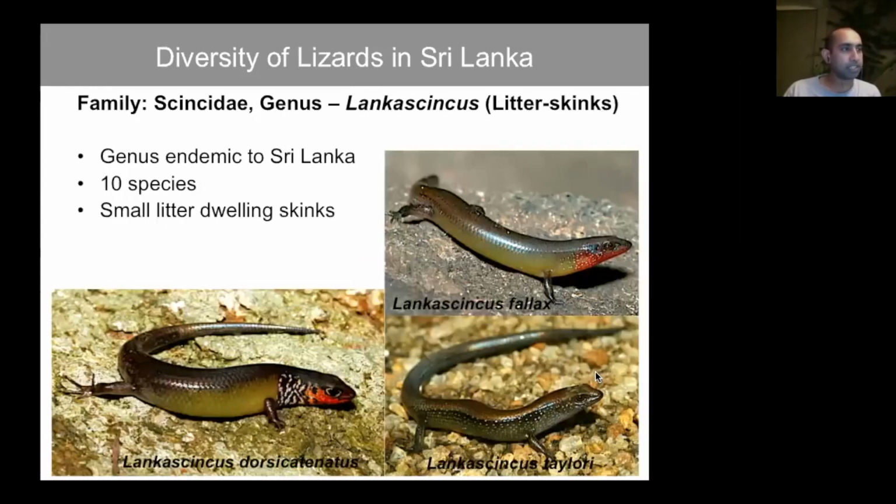So now we look at the genus Lankascincus, the litter skinks, as they are commonly known. We have 10 species. These skinks are not very large. The largest could be about 12 centimeters in length, but most of the others are around 5 to 6 centimeters in total length, right? As their name suggests, they are endemic. The entire genus is endemic to this country. In most of them, the males are slightly more colorful compared to the females. I'll talk about this later on, right?